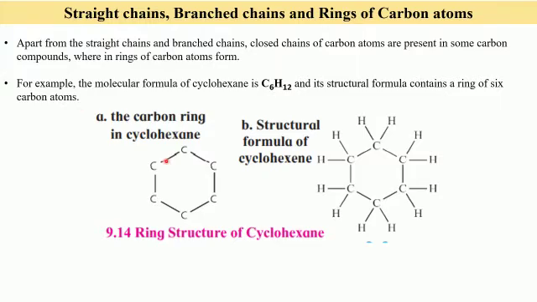So here we have a structure of cyclohexane. This is the carbon ring. The carbon ring has been shown here. It's in the hexagonal form. Here you can see that there are 6 carbon atoms, but they are neither in a straight line nor branched, but they are in a cyclic form, a closed structure, or a ring has been formed.